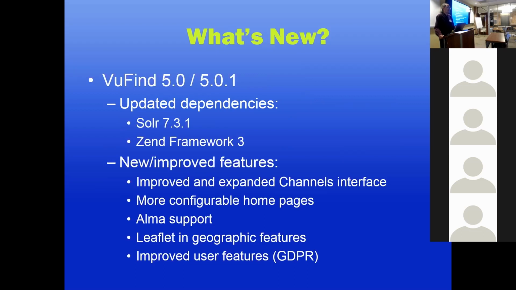We've also added support for the Alma ILS from Ex Libris, which is a big deal because a lot of people are migrating to that system and we want them to be able to use VuFind. So they can now. It actually works. And thank you to everyone who helped with that, since that was very much a collaborative effort.